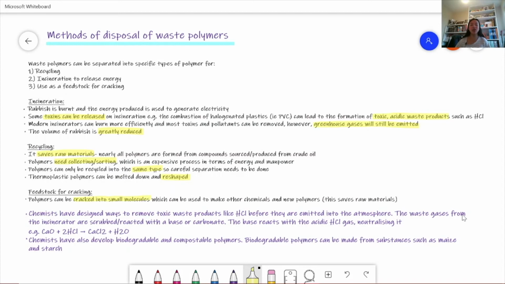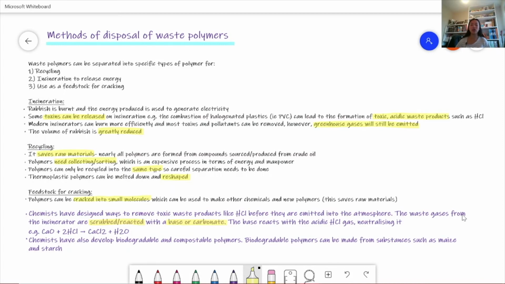Chemists have actually designed ways to remove toxic waste products like HCl before they are emitted into the atmosphere. The waste gases from the incinerator are scrubbed or reacted with a base or a carbonate because they're both alkali. And the base reacts with the acidic HCl gas, neutralizing it. So for example, here we have calcium oxide reacting with acidic HCl gas to form calcium chloride and water. And so we've neutralized it by doing an acid-base reaction.